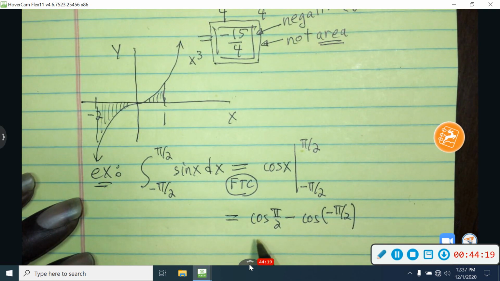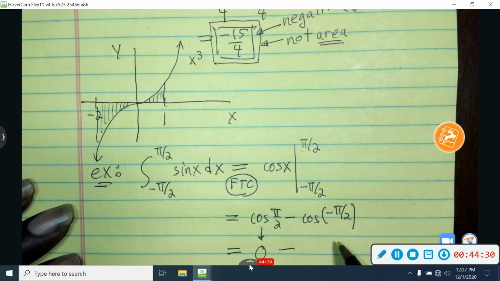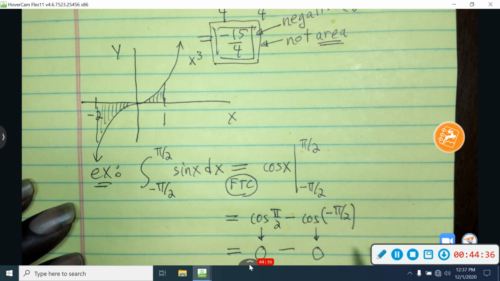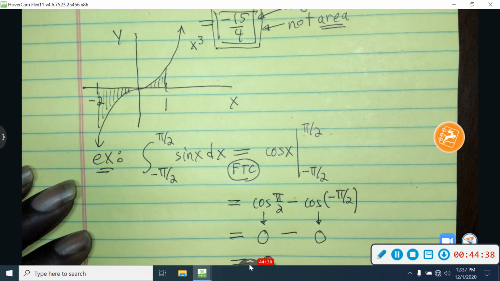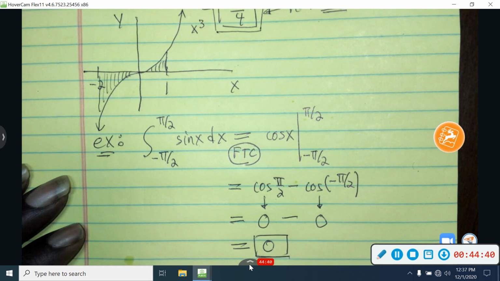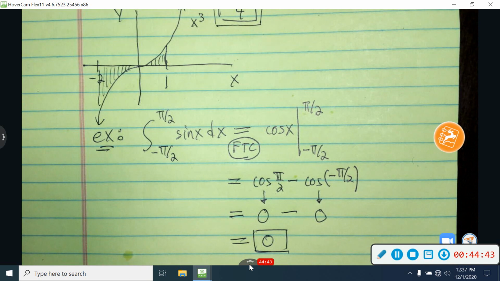Okay? Now, we know the unit circle. Pi over 2 is 90 degrees. The cosine here is 0. Minus pi over 2 sits in the same place as 3 pi over 2, 270 degrees. And again, the cosine is 0. And so you get 0. Okay? So be careful. It's not always an area.